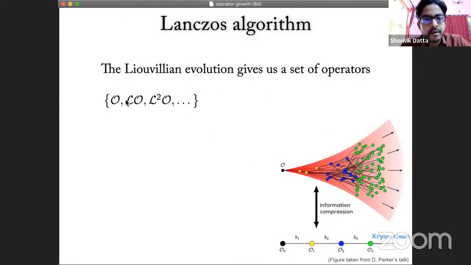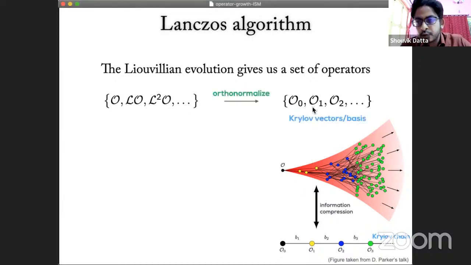Okay, so the Liouvillean evolution gives us a set of operators. We start with some operator and generate more operators by acting the Liouvillean on this operator O. It's nothing but nested commutators acting on the operator. Pictorially, you start with this operator O, and then at the first step, L times O, you get 3 operators, for example. Next step, you get even more operators, and in the next step, even more, and so on and so forth. What we want to do is to compress this information somehow and see how the growth happens.